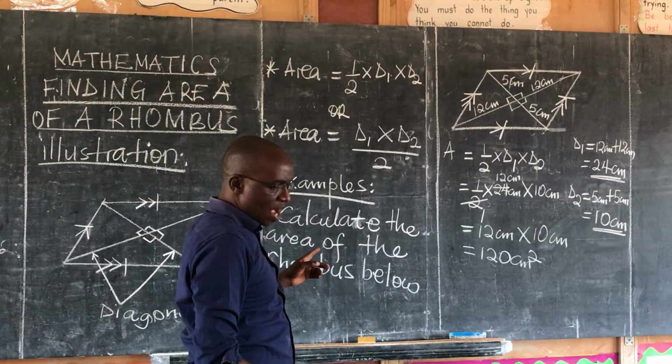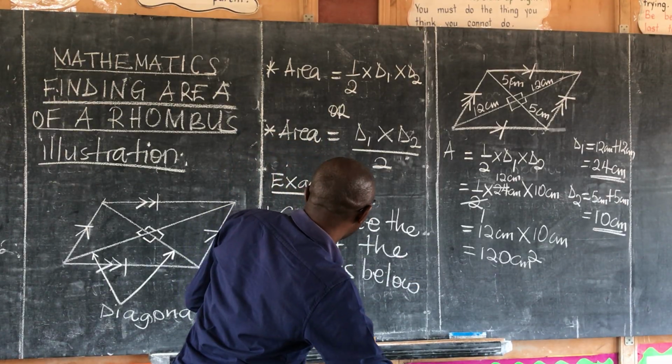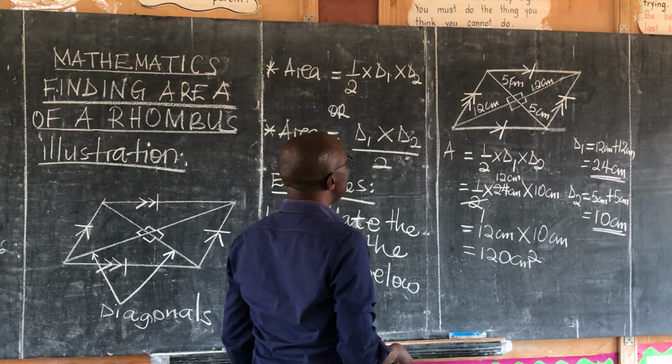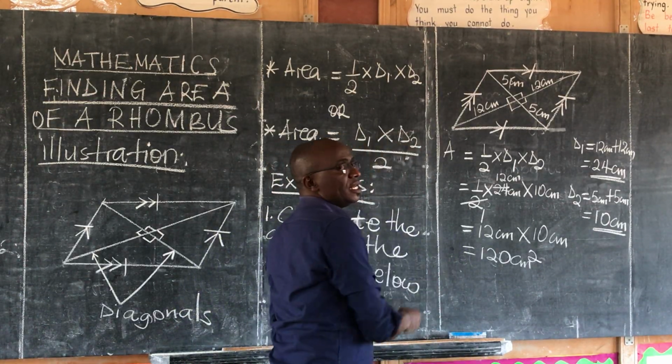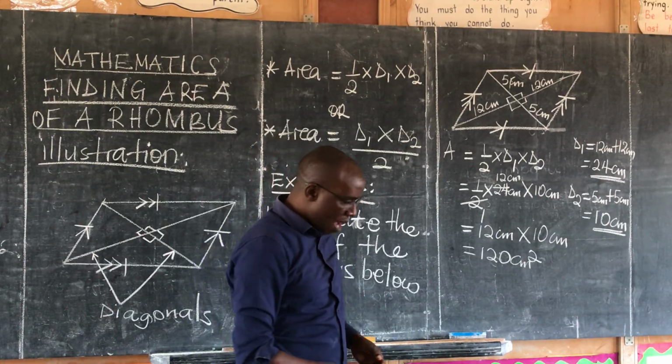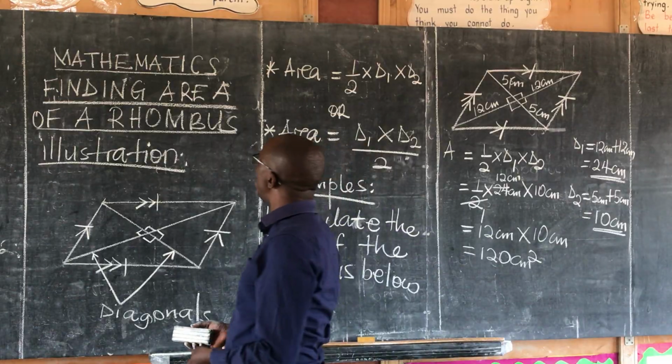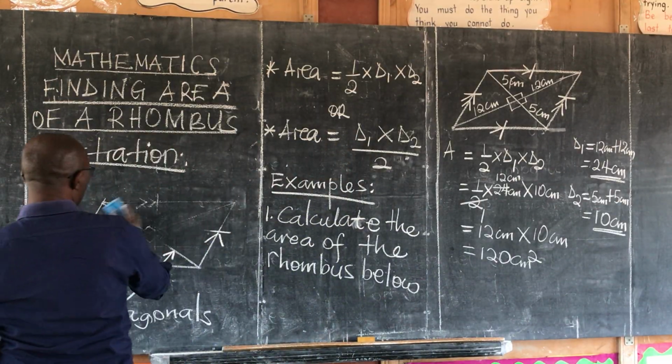That is method 1, which was using the diagonals to work it out. Now I'm going to show you the second method of how to find the area of a rhombus.